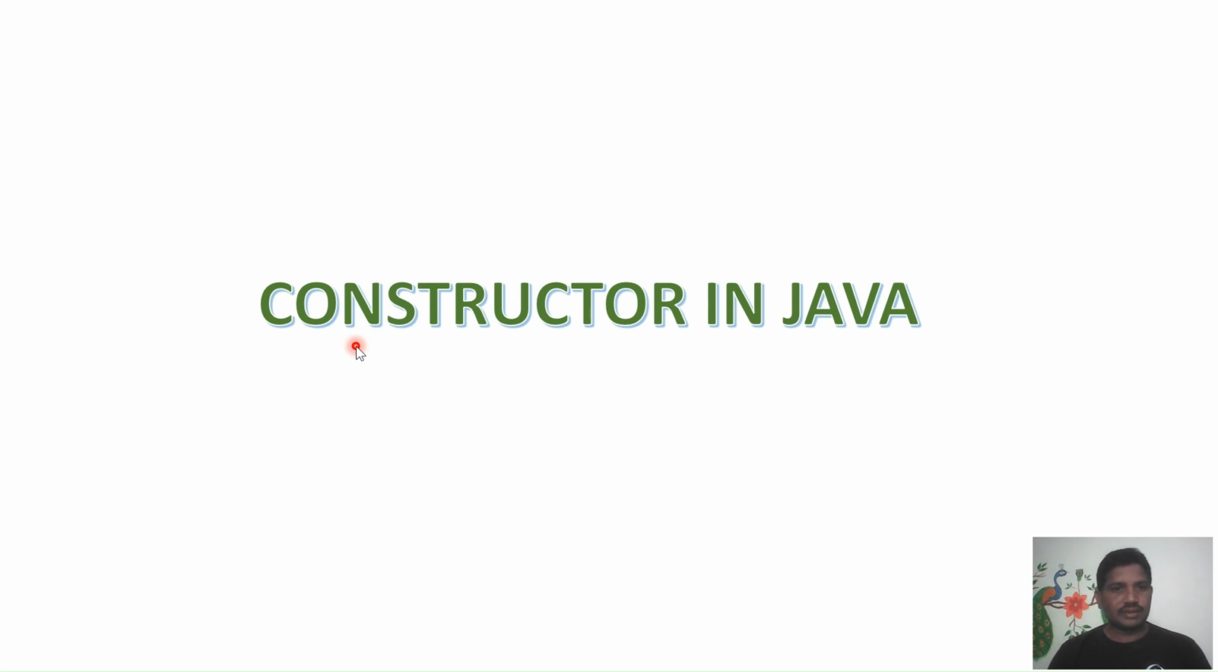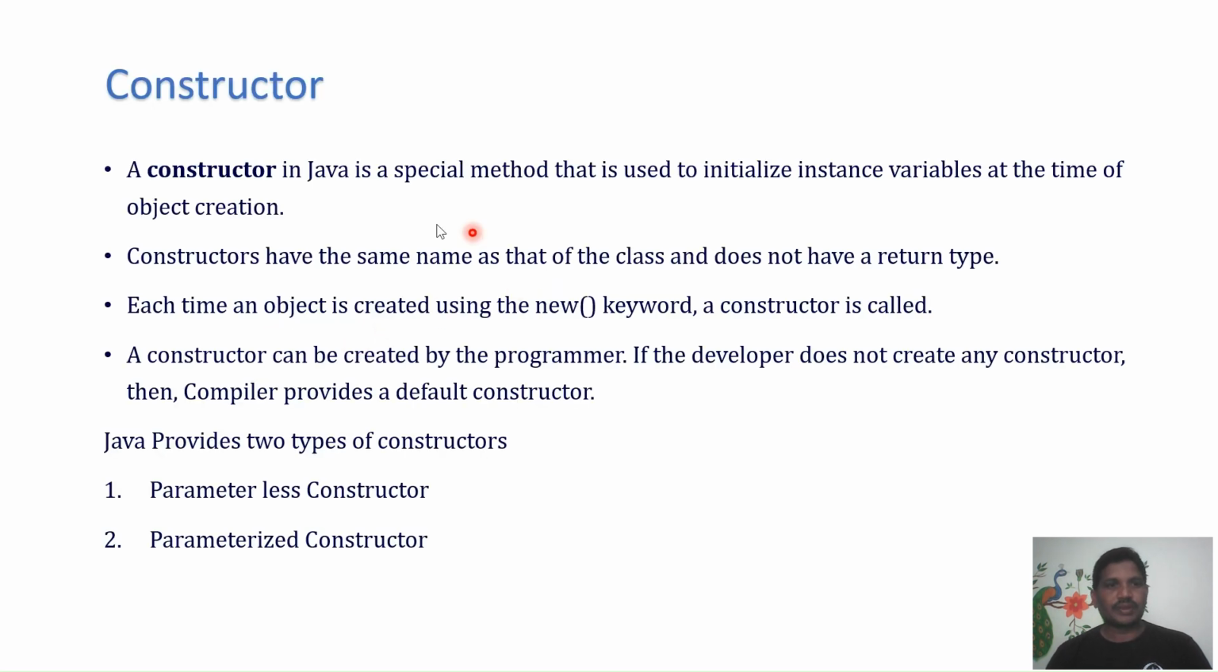Hi everyone. In today's class, I will explain about constructor in Java programming. What is a constructor? A constructor is a special method that is used to initialize instance variables at the time of object creation. It means that the constructor can also be called a method that is used to initialize an object.